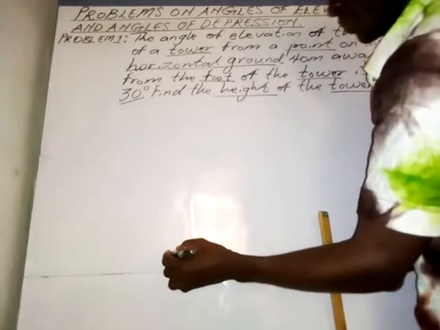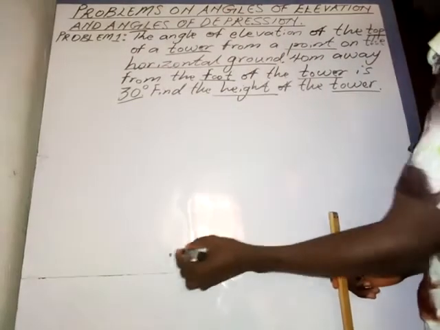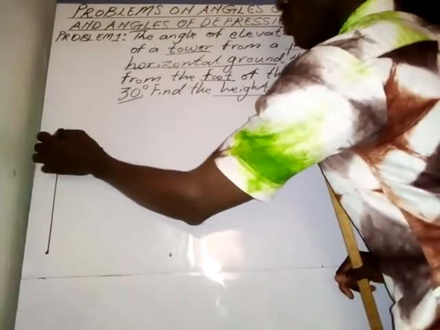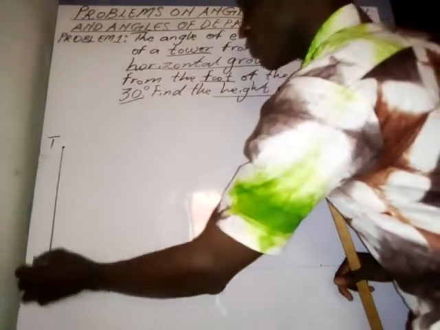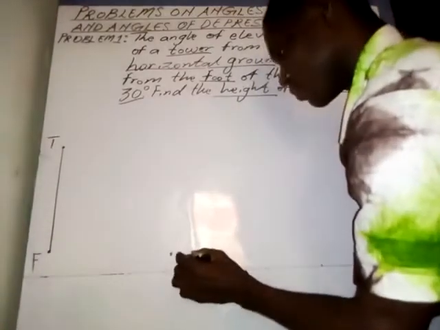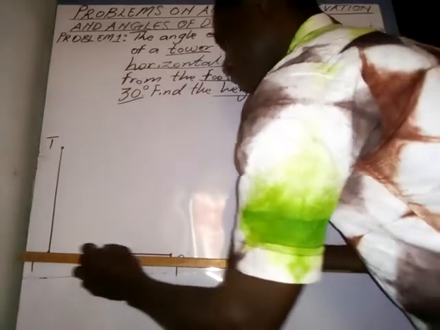We have a point here, the point that is mentioned in the question, and then we have the foot. Let's say the foot of the tower here, and we draw a vertical line. This is the vertical line. So this is the top of the tower, and this is the foot of the tower. Let me call this point P. So we join this point P and point F together like this.